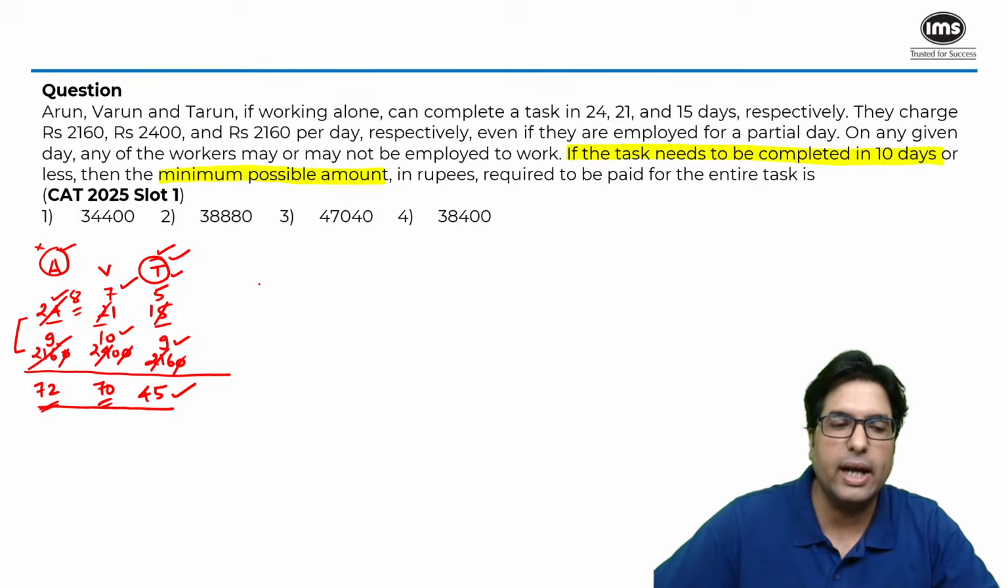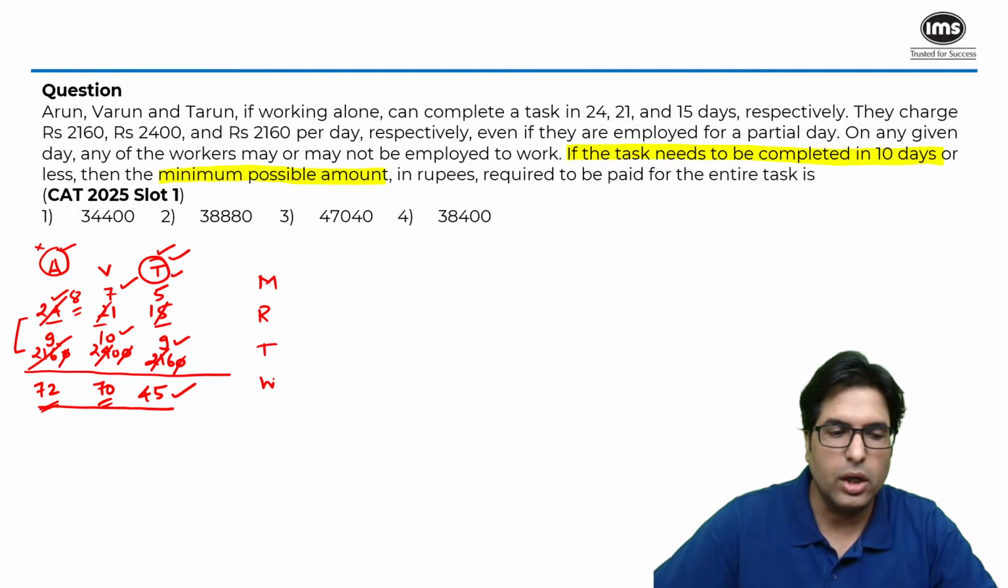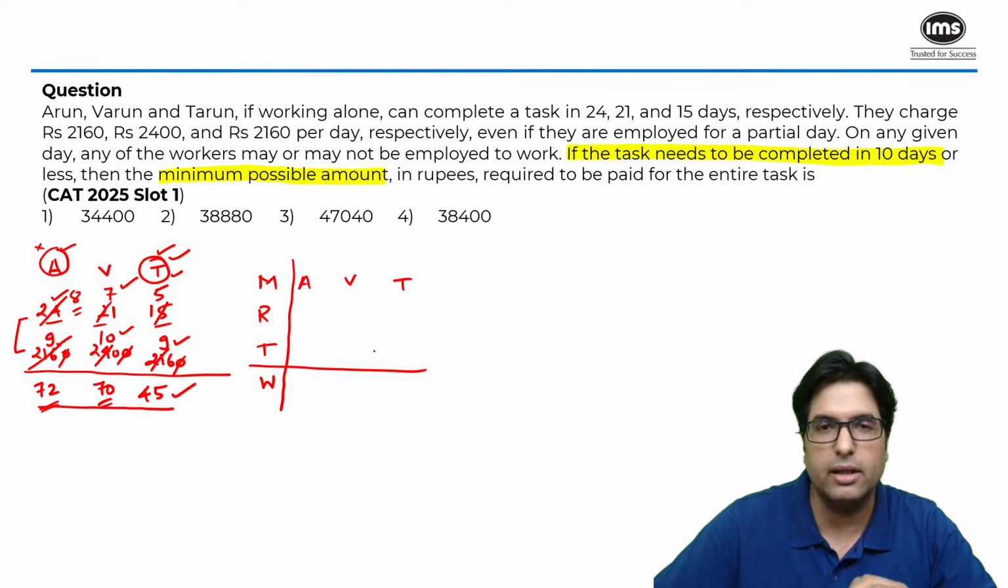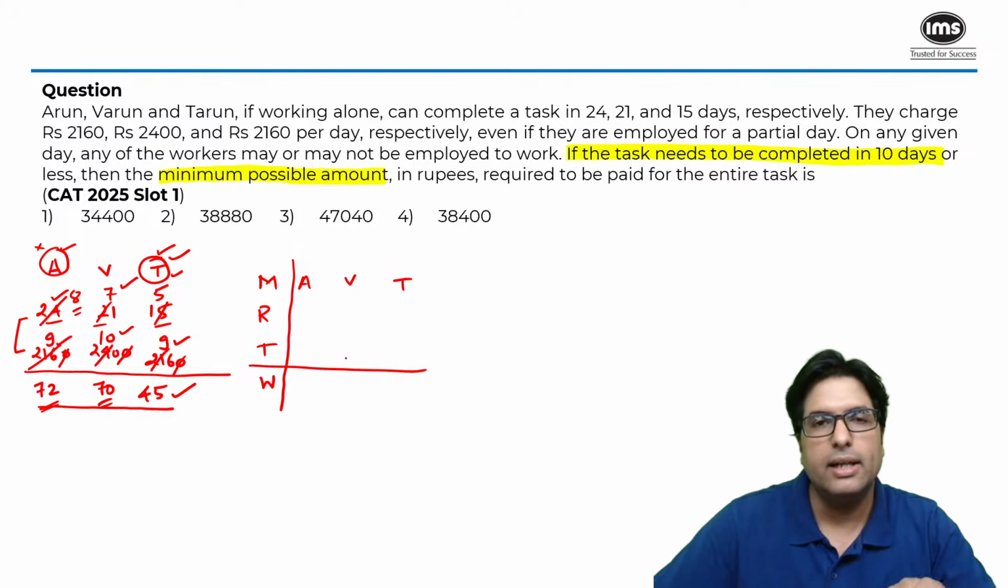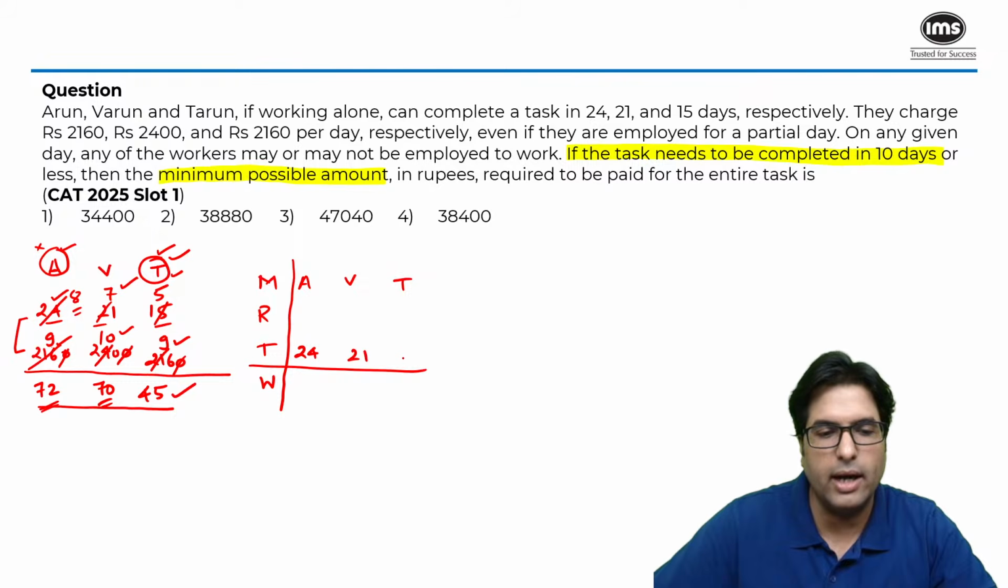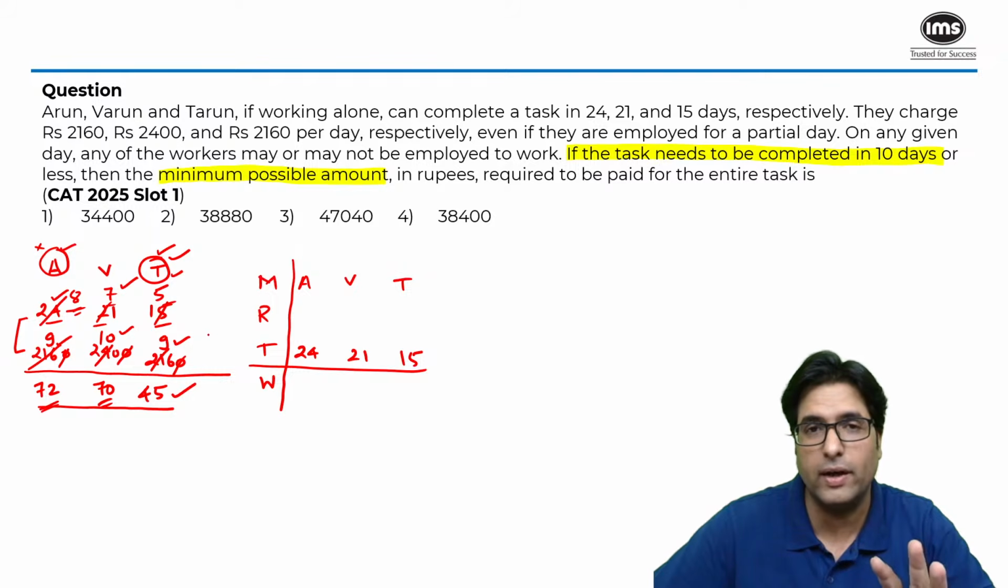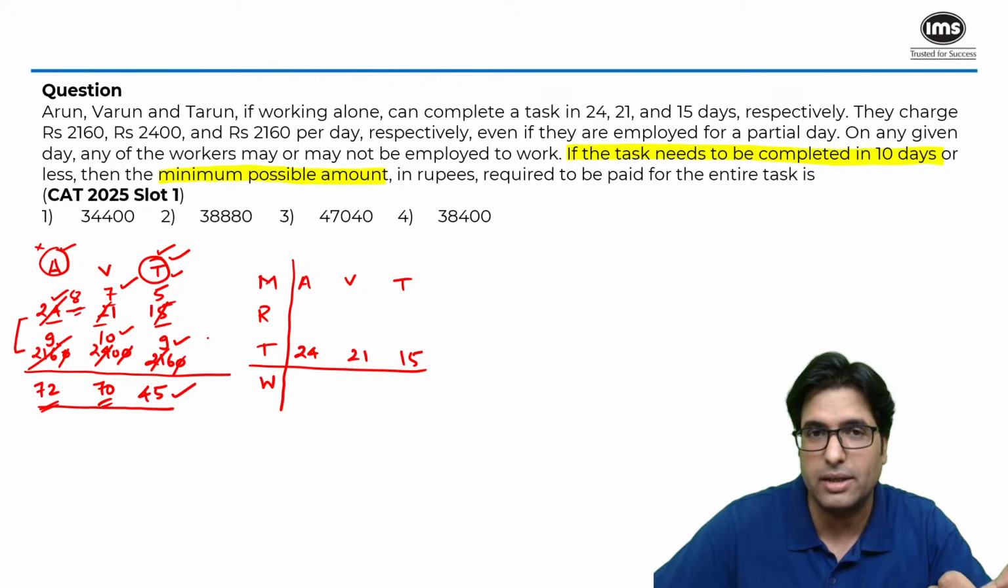So now we can create this structure that we are so used to, MRTW, using the absolute values for the corresponding times to get the total work and the corresponding rates. So the times are 24, 21 and 15. The common factor is 3, and then you have 8, 7, 5 as the simplest ratio. 56 into 5 is 280, 280 into 3, because 3 was the common factor that I took out. So I'm assuming the work to be 840.